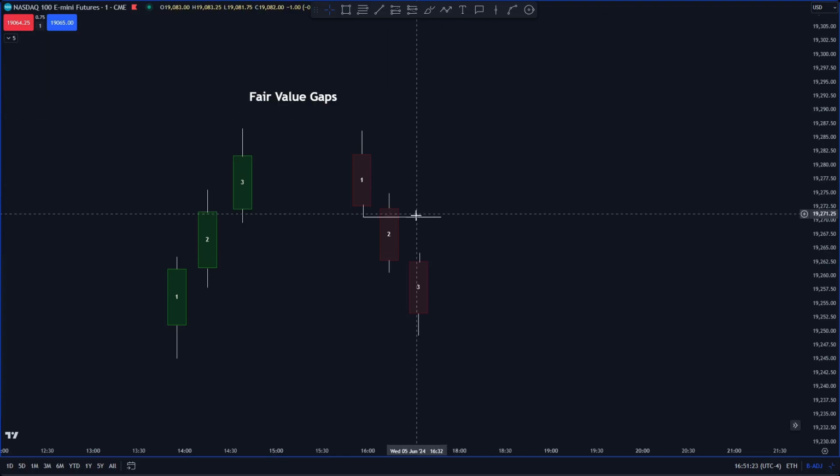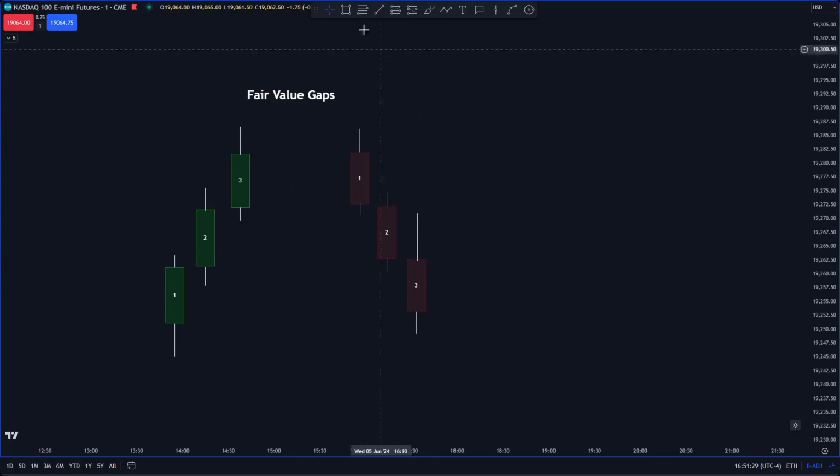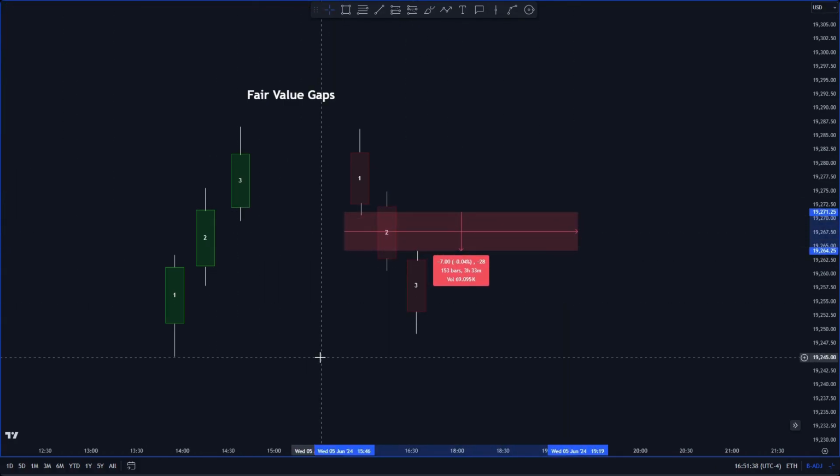And so here would be an example of what a fair value gap wouldn't be. So let's say we have a big wick like this, right? Since they now are overlapping, there is no fair value gap. But if I were to get rid of this, see, there's a void in between, right? So that'd be your fair value gap.